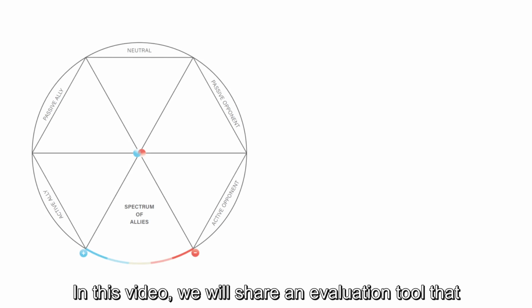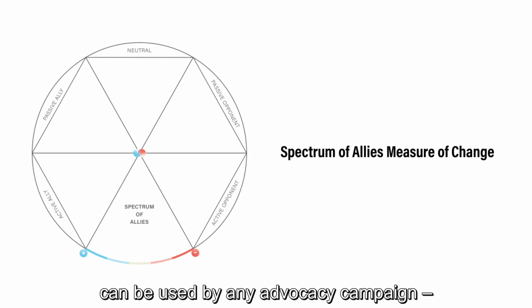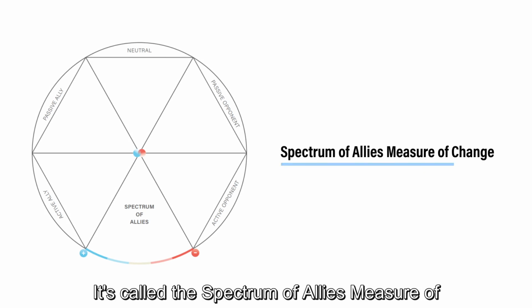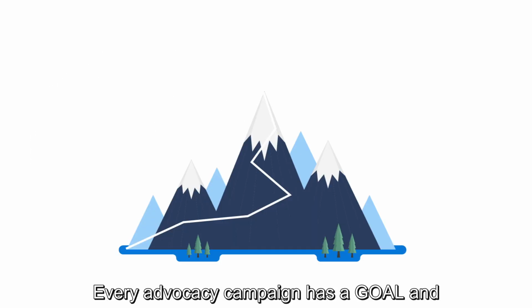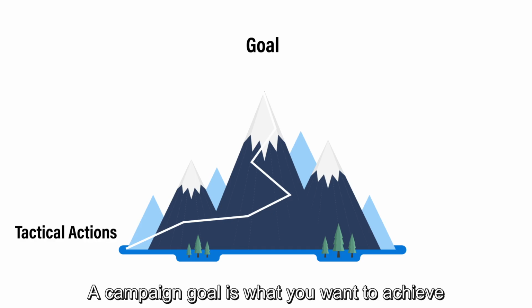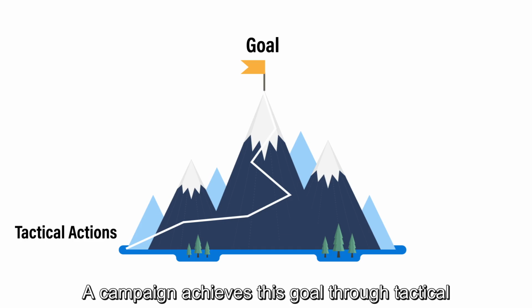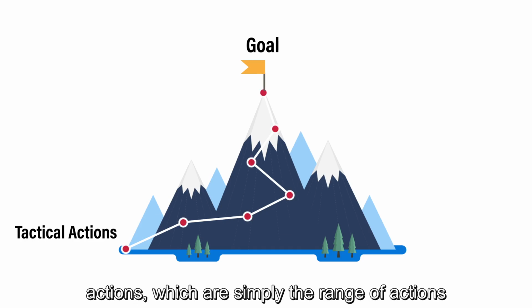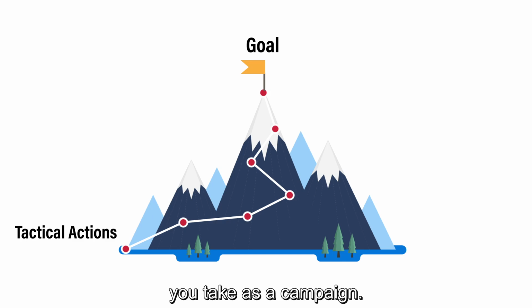In this video, we will share an evaluation tool that can be used by any advocacy campaign. It's called the Spectrum of Allies Measure of Change. Every advocacy campaign has a goal and carries out tactical actions. A campaign goal is what you want to achieve. A campaign achieves this goal through tactical actions, which are simply the range of actions you take as a campaign.